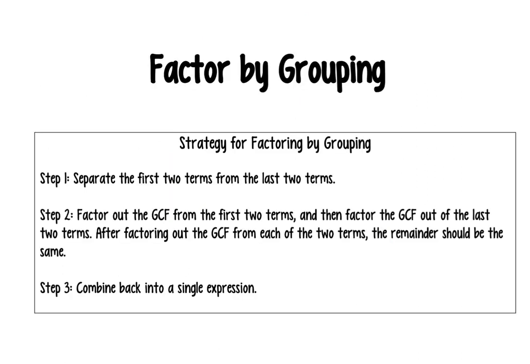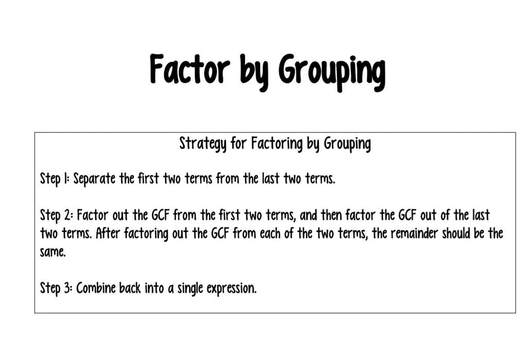So factor by grouping is something that you're going to do when you have 4 terms. We've been dealing with things that have 3 terms, trinomials. For the trinomials, the first method that we've done is just looking at the last term and using those factors to create my 2 binomials. Now we're going to look at something that has 4 terms.